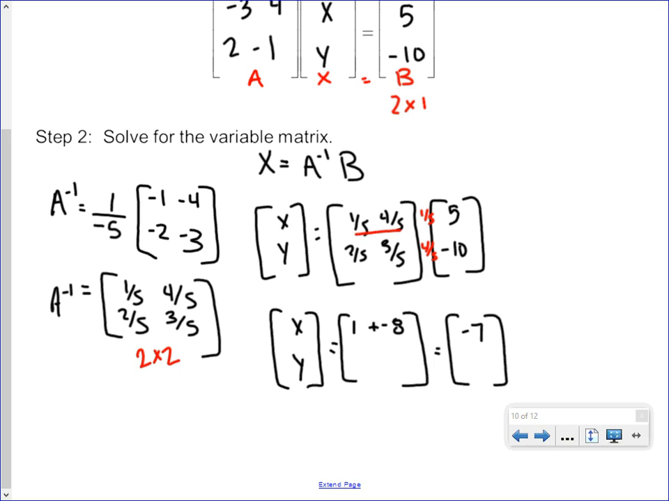And then take my second row, 2/5 and 3/5, multiplied by 5 and negative 10. So 2/5 times 5 is 2. 3/5 times negative 10, that'd be 3 times negative 2, which would be negative 6. So negative 4. And now I have solved my system. Negative 7, negative 4.